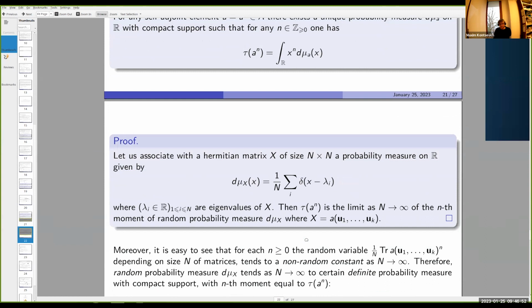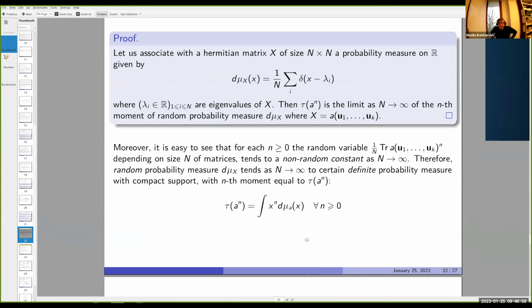And the proof is really one line. If you have a Hermitian matrix of size N by N, constructed by our expressions with the random matrices, we consider probability measures on R with finite support: the sum of delta functions at eigenvalues, and take the average in the sense of the probability measure. If you look at what tau of A to the power n is, by this theorem, it's the limit of the nth moment of these random probability measures. So you get something tricky. It's kind of twice randomness. You get a probability distribution on the space of probability distributions on the real line.